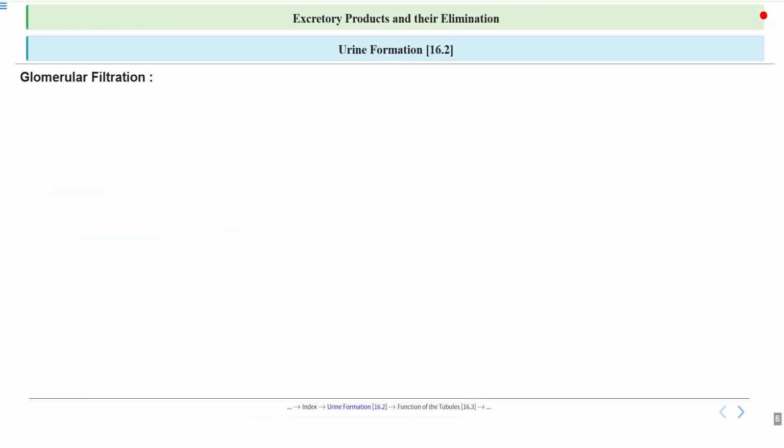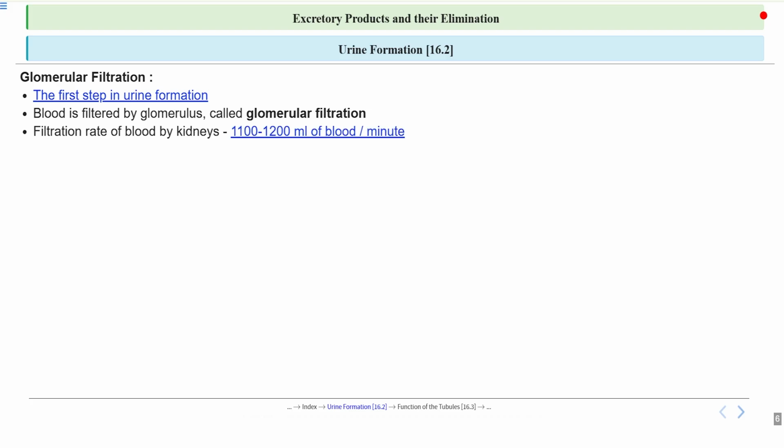Let's talk about glomerular filtration. So this is where everything begins, just like the opening move in a chess game. So here notice how blood is filtered by the glomerulus, a tiny network of capillaries. This process is called glomerular filtration, and it's essential for removing waste products from the blood while keeping important components inside. So pay attention to the filtration rate.